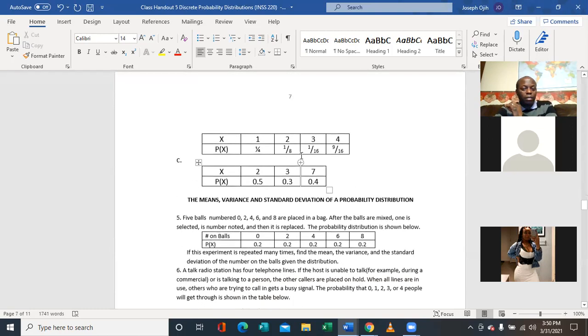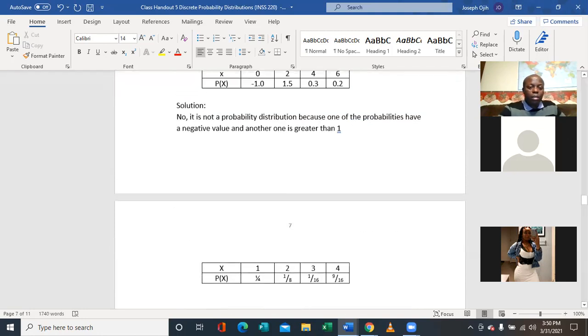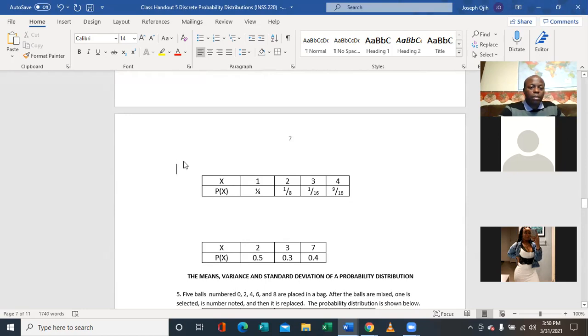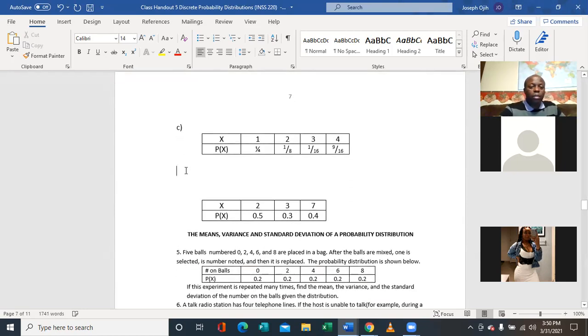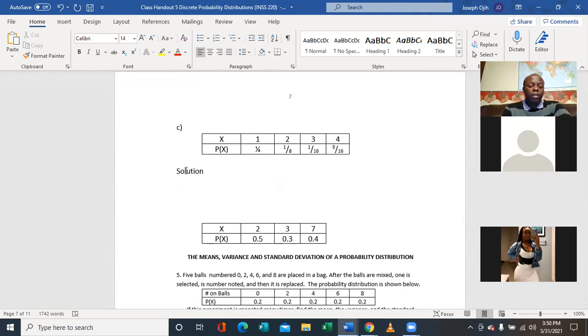So let's look at part C, which asks, this is B, this is C right here. C asks if this is a distribution. Now, solution. All this did not have the same denominator, so we just add them. This total or sum would be, this one is 1/4 plus, second one is 1/8 plus, the other one is 1 over 16, and the fourth one is 9 over 16.